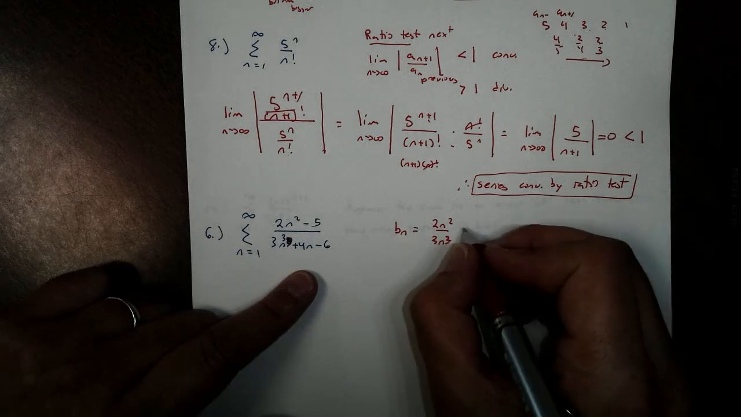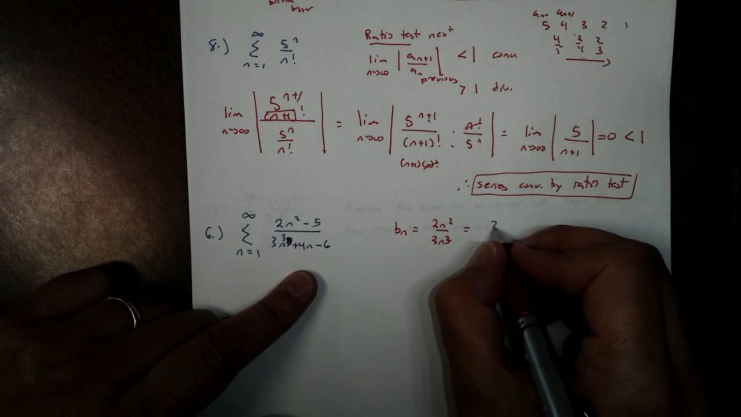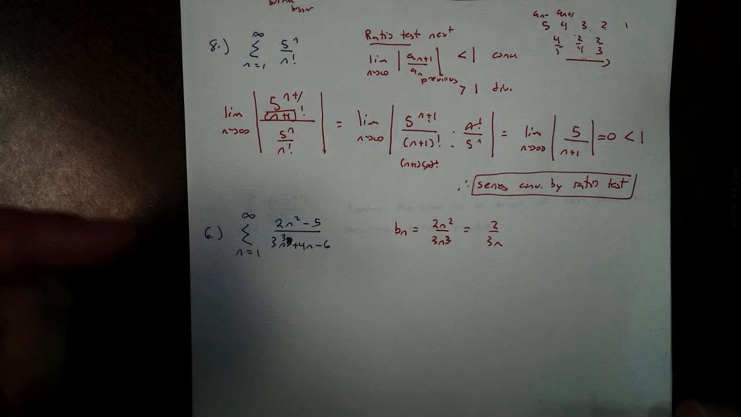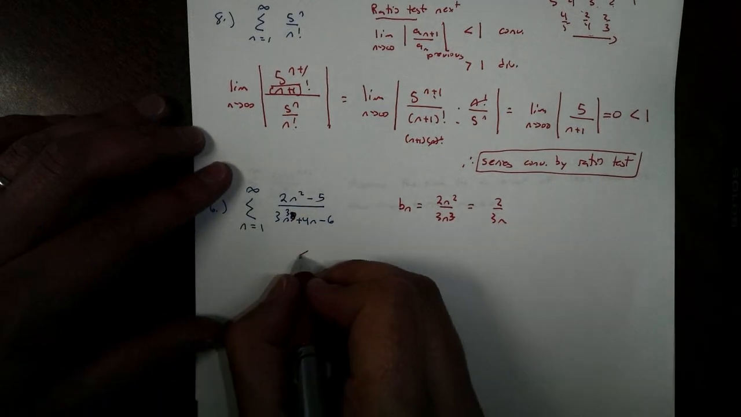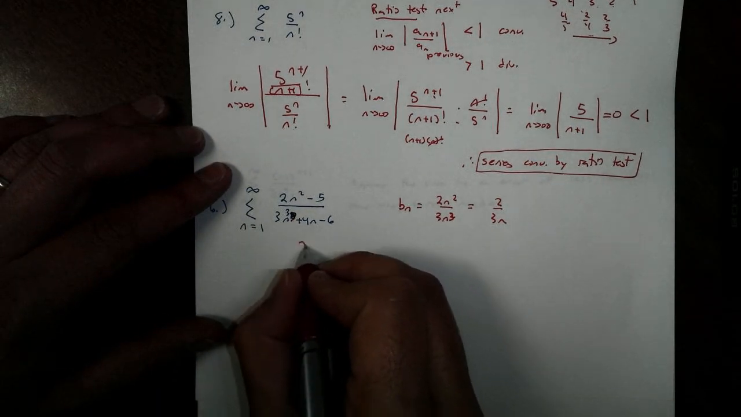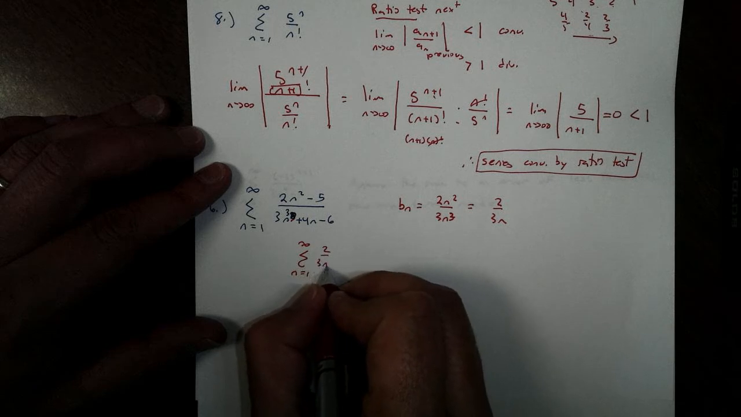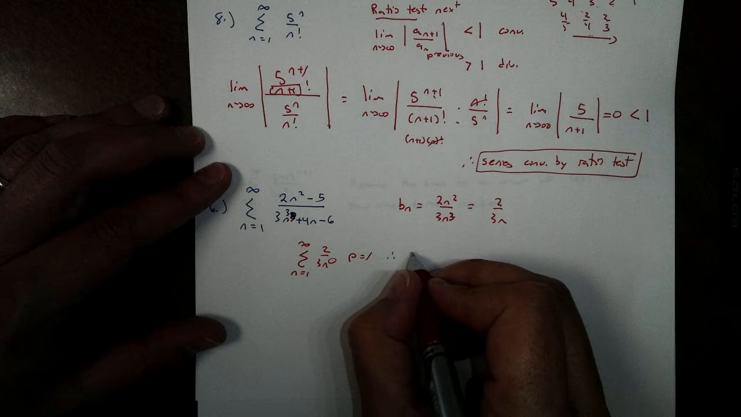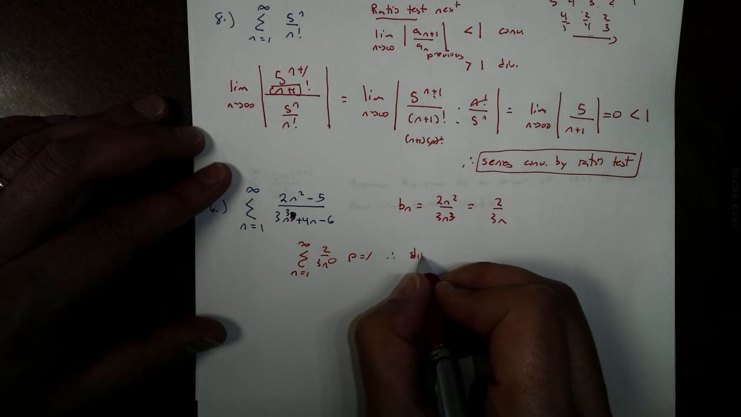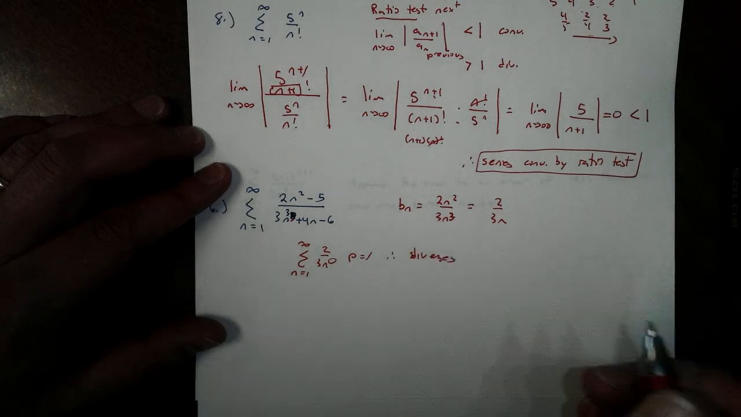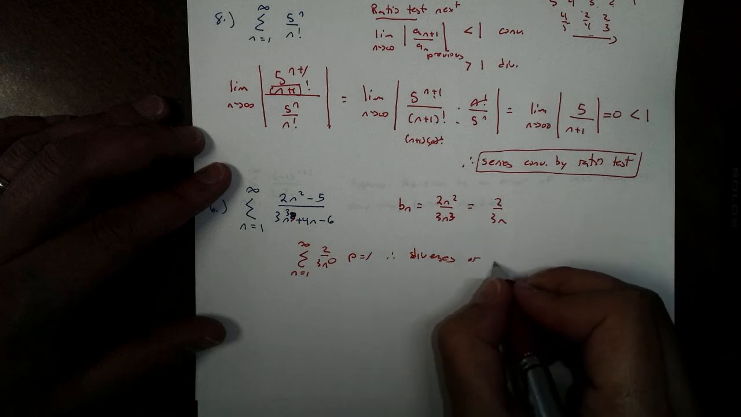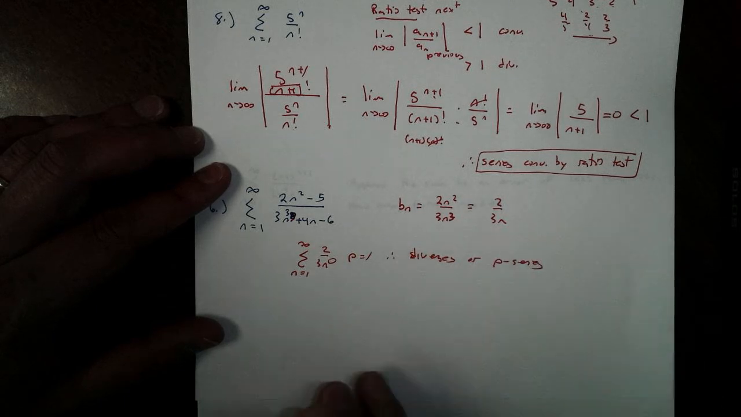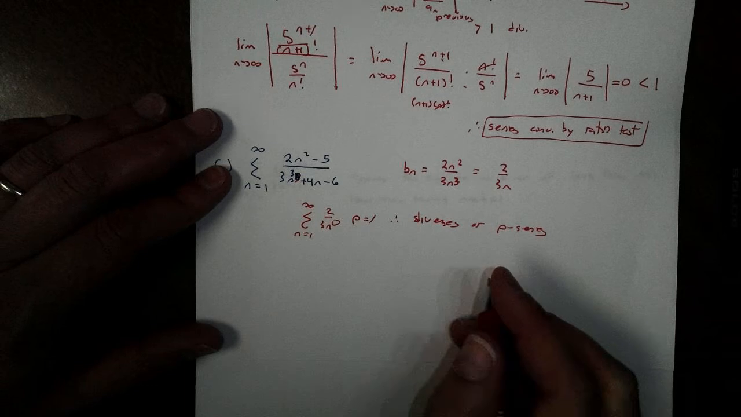Sorry about that. So if I simplify this, this becomes 2 over 3n. And I can write that. That's my comparison. As n goes from 1 to infinity, 2 over 3n. P is 1 right there. So therefore, this series diverges. And you can say because it's harmonic, or if you're lazy like me, P series. All right. So it diverges.